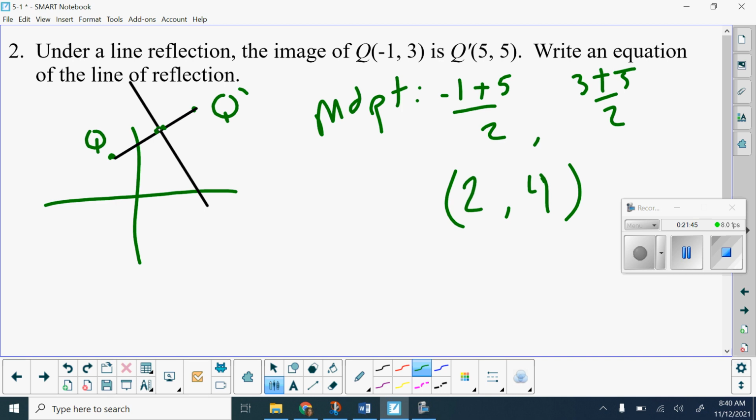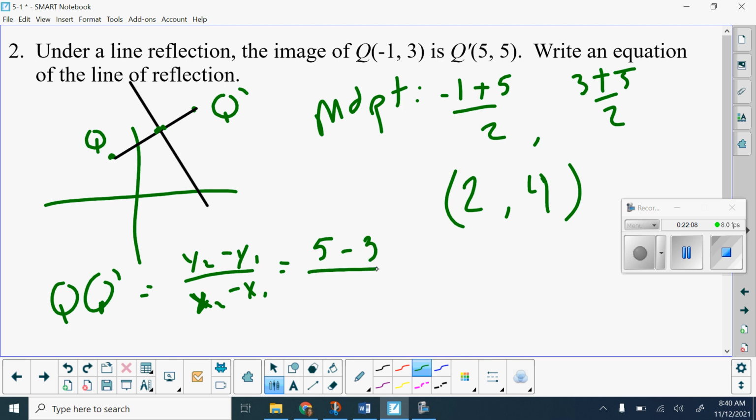All right, now I'm going to find the slope of QQ prime. To find the slope, I do change in y over change in x. It doesn't matter which point I start with, I'm going to pick Q prime. So 5 minus 3, remember y is on top, over 5 minus negative 1. So that's 2 over 6, or 1/3. So then what is going to be the slope of the perpendicular bisector? Well, if I know 1/3 is for Q and Q prime, that segment, I'm going to take the opposite reciprocal. So that's negative 3 over 1, or just negative 3.